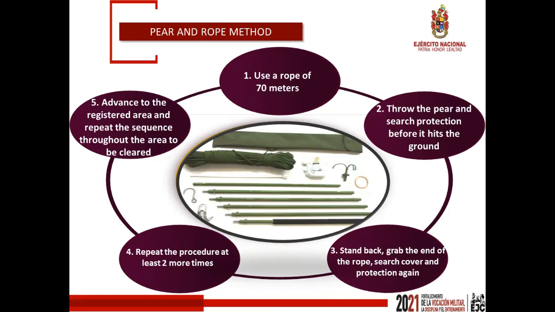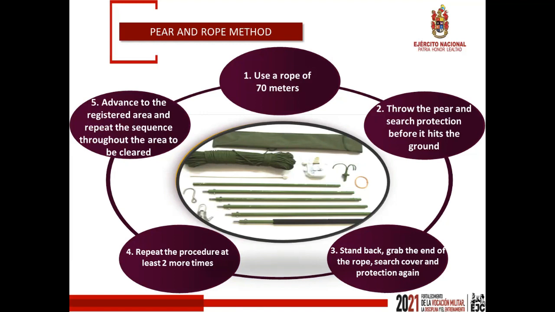This method is through the use of a rope of 70 meters. Throw the pair and search for protection before it hits the ground. After that, stand back, grab the end of the rope, and search for cover and protection again. Repeat this procedure at least 2 more times, or 3 times, 4 times, the times that are necessary depending on the situation.